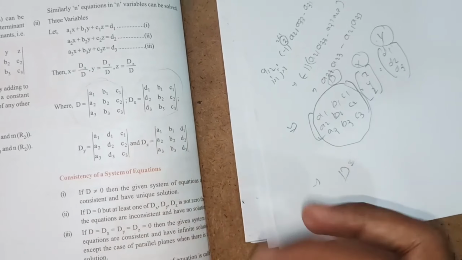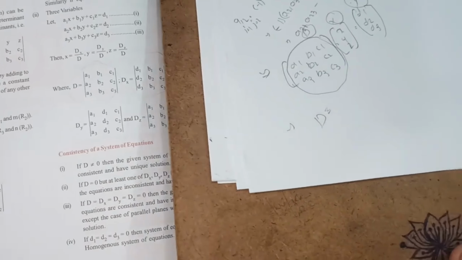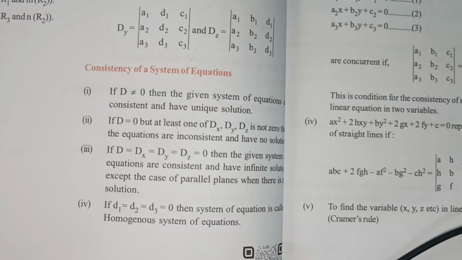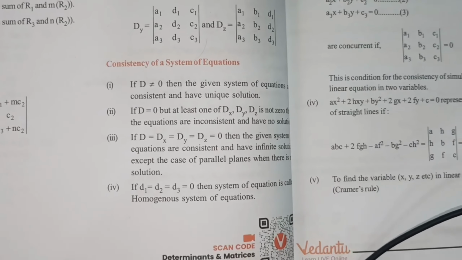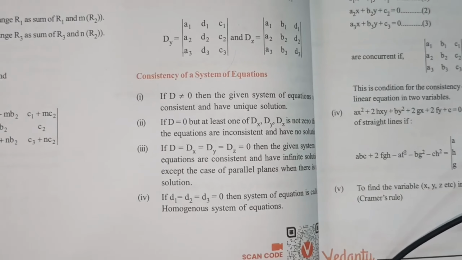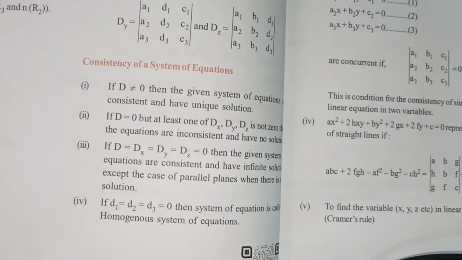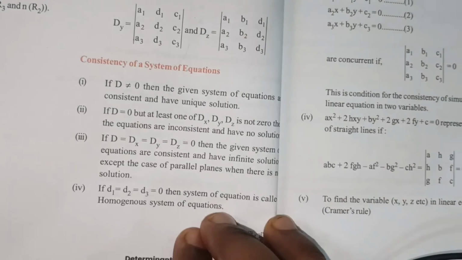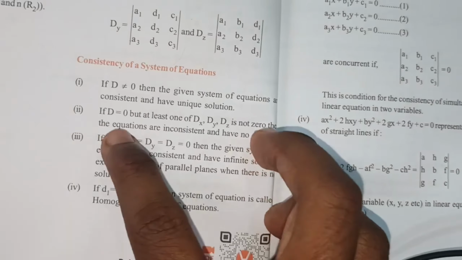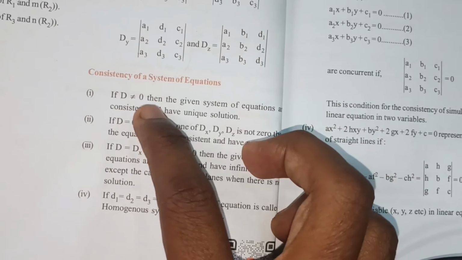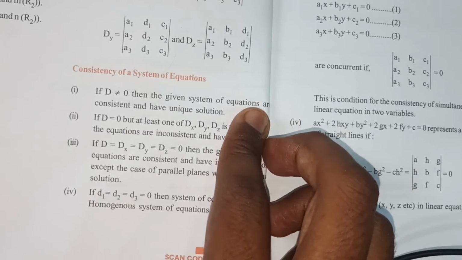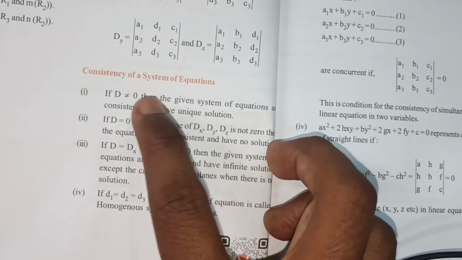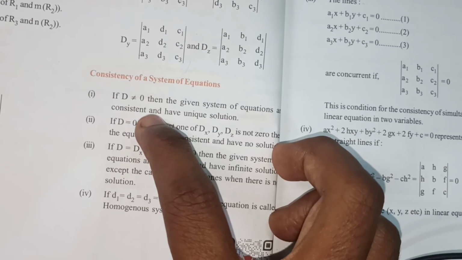So consistency, we will see by looking at it here. Consistency of a system of equations. So here consistency means what? Consistency means how consistent they are. Let's understand these sentences one by one. If D not equal to 0, then the given system of equations is consistent and has a unique solution. So if D not equal to 0, and if D equal to 0, what happens?